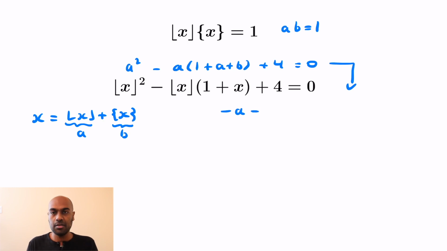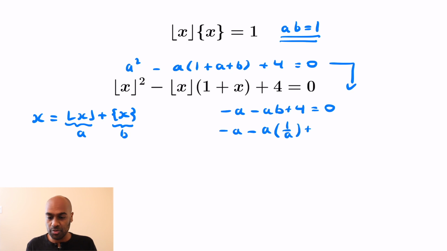So if we look at the left-hand side of this second equation, the a squared and negative a squared cancel to give us negative a minus ab plus 4 is 0. But ab is 1, so we can represent all of this in terms of a. We get negative a minus a times the quantity 1 over a, plus 4, is 0. Then we have a negative 1 contribution from the a times 1 over a, and if we rearrange this, we get that a has to be 3.